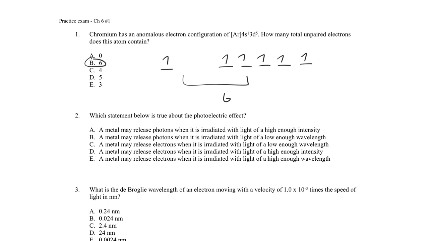I was seeing what the difference was. I should bold these. Release photons or electrons. So the key of the photoelectric effect is that metals can release electrons, not photons, and it's when the metal is shined with light of a high enough energy or a low enough wavelength. Because as we go to a lower wavelength, we go to a greater energy. So C is looking correct.